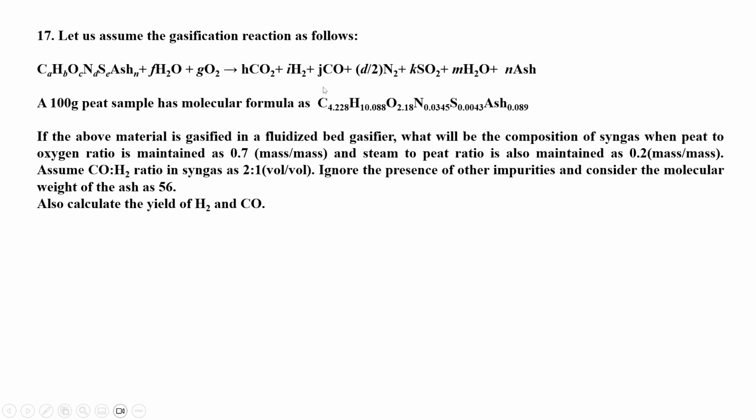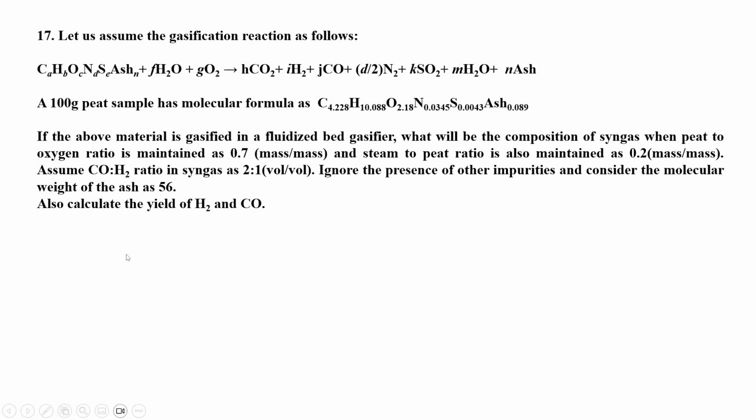This is a gasification reaction which is given. A 100-gram sample is given, which has a formula given here. If the above material is gasified in a fluidized bed gasifier, what will be the composition of syngas when peat to oxygen ratio is maintained as 0.7, that is mass to mass ratio, and steam to peat ratio is also maintained as 0.2, again mass to mass ratio. Assume carbon monoxide to hydrogen ratio in syngas as 2:1, that is volume to volume. Ignore the presence of other impurities and consider the molecular weight of the ash as 56. Also calculate the yield of hydrogen and carbon monoxide.